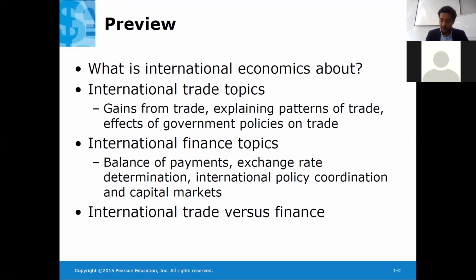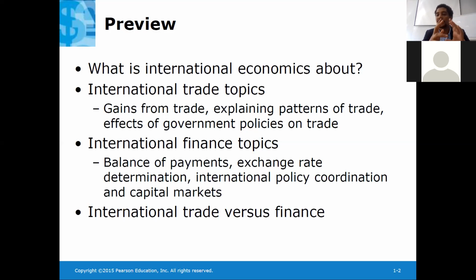So we'll be talking about trade and monetary aspects of international economics. Okay, so we have 3 major objectives. The first one is to distinguish between international and domestic economic issues. The first one is to get familiar with the 7 themes that reoccur in international economics. These 7 themes are the gains from trade, patterns of trade, the effects of government policies.